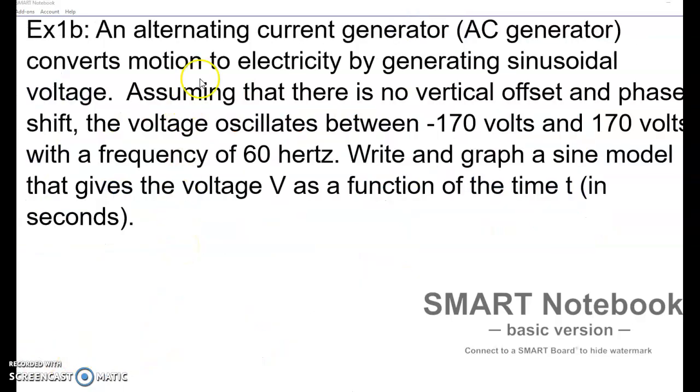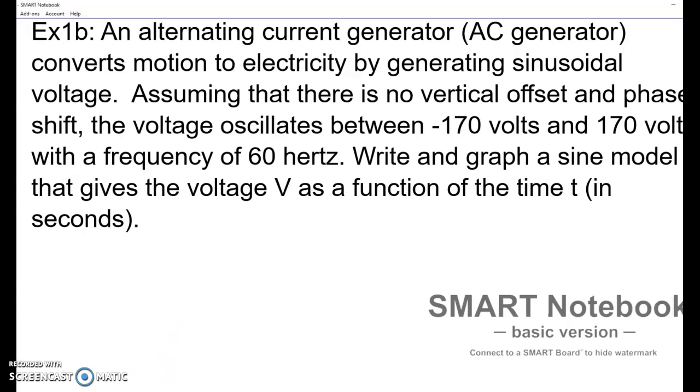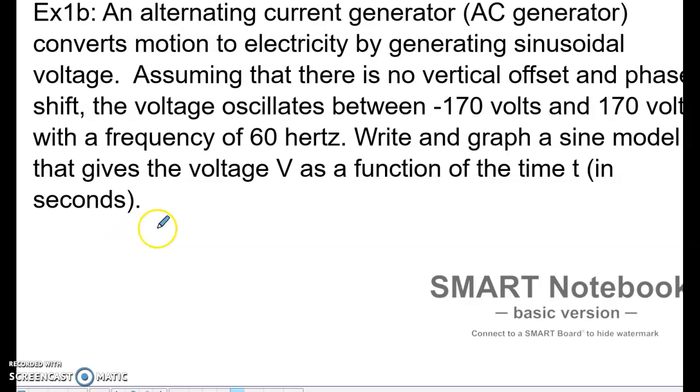Okay, so read through example 1b. We are looking for a function that will show this value right here, or this model. So first thing to notice, it says it oscillates between -170 and 170 volts. So that tells me my amplitude. I'm going to make a note of that because I want to write that down. My amplitude, since it goes from -170 to 170, that means the amplitude height is 170.